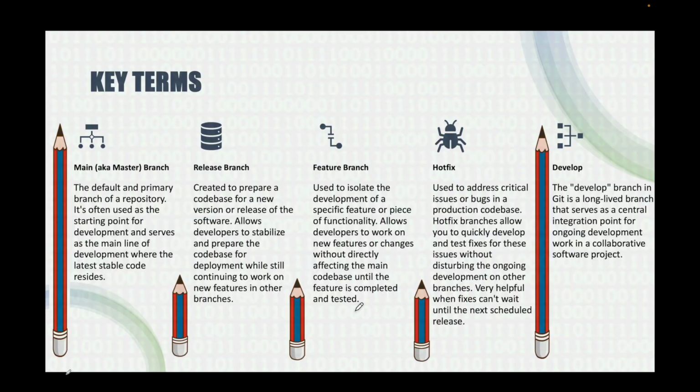As always, let's start with the key terms for the branching. Main branch. The first branch which shall be made is the main, also known as master branch. This is the default and primary branch of a repository, and it's a starting point of development and serves as the main line of development. And the latest prod deployed code is always available in the main branch. And because it's a long living branch, the big pencil is being indicated here.